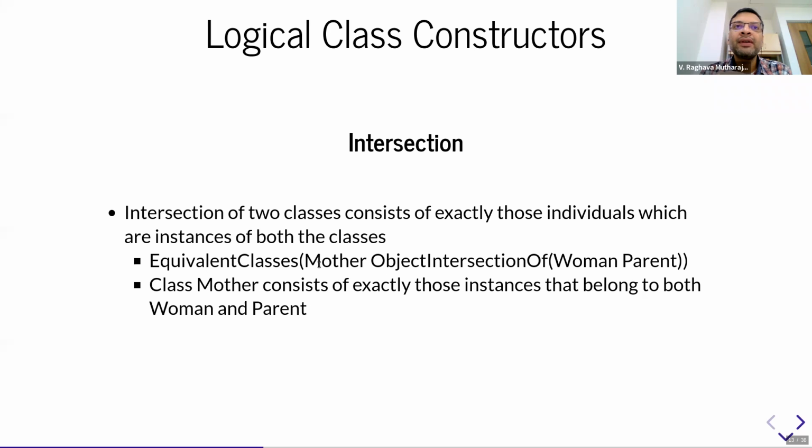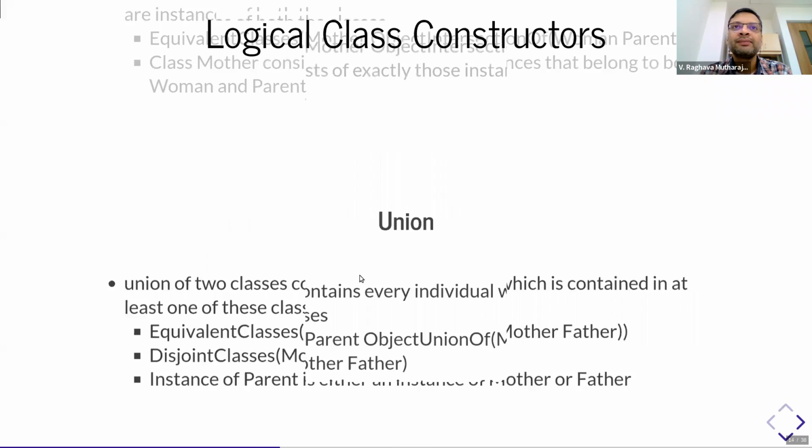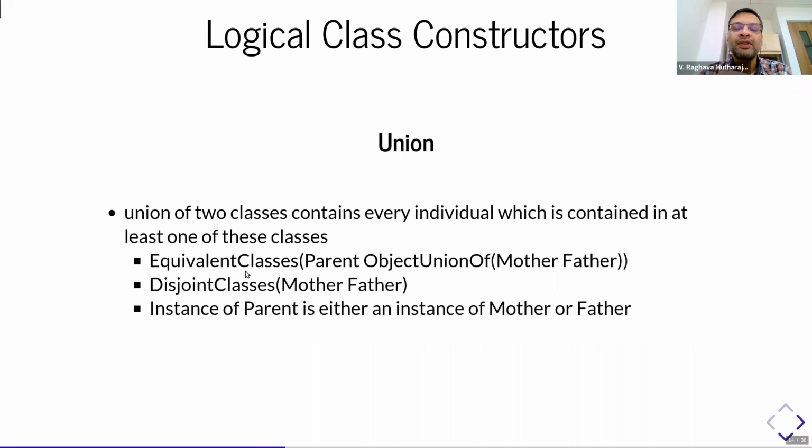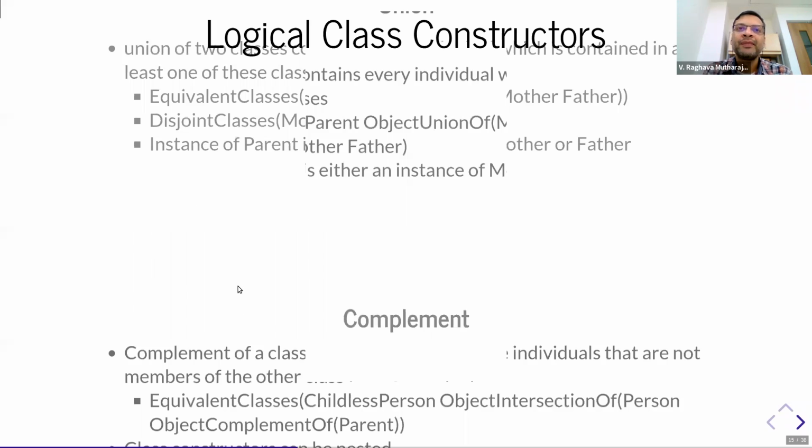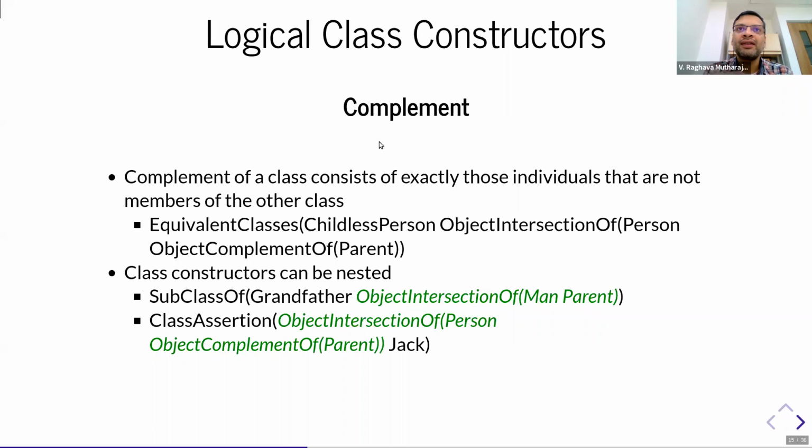So this simply implies that mother is equivalent to woman intersection parent. So mother is exactly equivalent to someone who is both a woman and a parent. And the same thing for union, we have object union of, and these are the other keywords. So we have equivalent classes, disjoint classes. So mother and father are disjoint with each other. That's what this means. Complement is for negation.